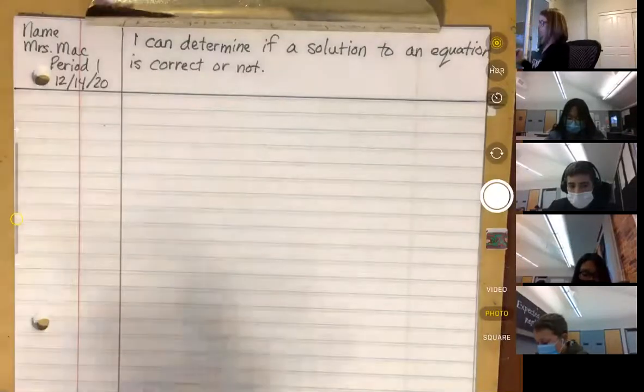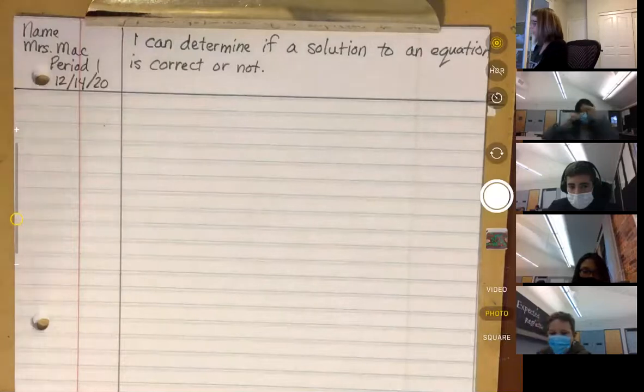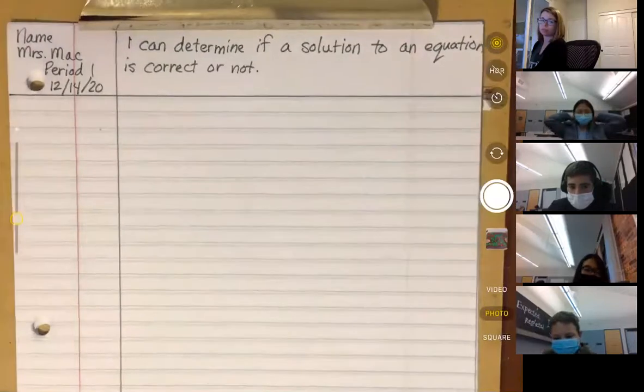So our learning target today is I can determine if a solution to an equation is correct or not.